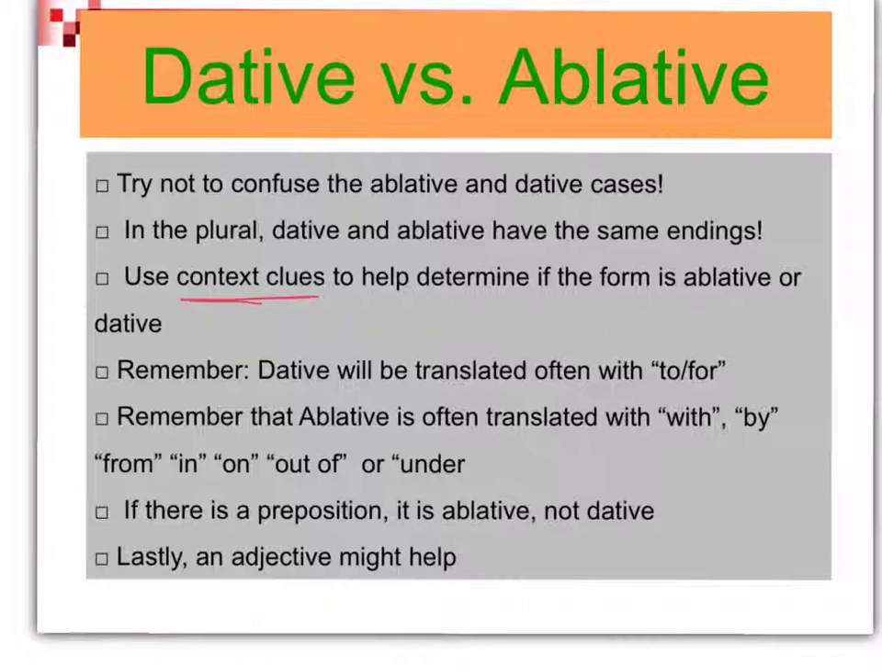Remember the dative translation is often to or for, and ablative is WFBIOU, or with, by, from, in, on, out of, or under. If there's a preposition before the form, it is ablative and not dative. Lastly, an adjective might help. Oh, if we go back to this preposition idea, if there is not a preposition, it's probably a dative.